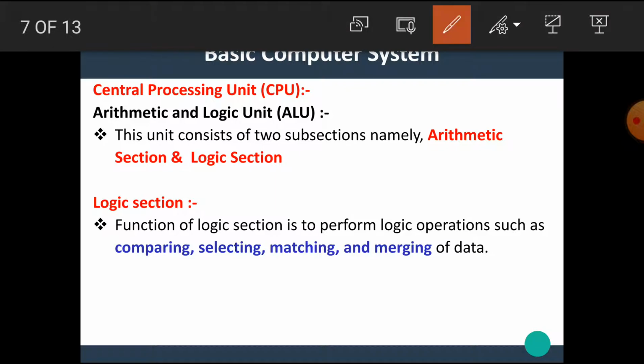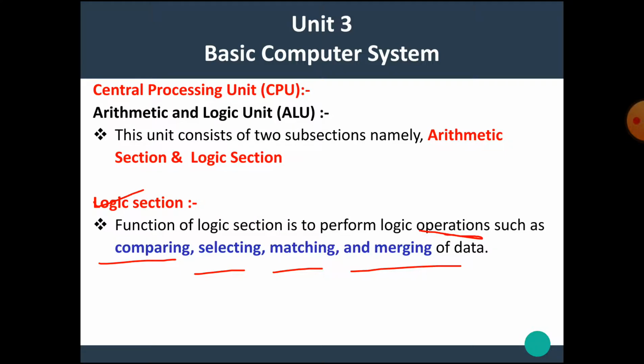Now, let's see the logic section. As the name implies, this section performs the logical operations like logical AND, logical OR, XOR, etc. It is also used to perform operations like data shifting or data recycling, etc. The function of logic section is to perform logic operations such as comparing, selecting, matching, and merging of data, that means logical AND or XOR, etc. I hope you all understand the use of arithmetic and logical section in CPU.